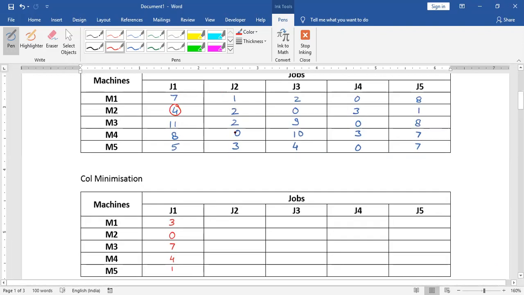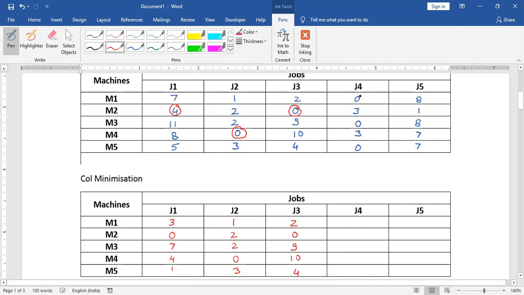The minimum value of the second column is what? 0. So 1 minus 0 is 1, 2 minus 0 is 2. That means this column remains the same because the minimum value is 0. In the third column, again the minimum value is 0. That means this column remains the same: 2, 0, 9, 10, and 4.